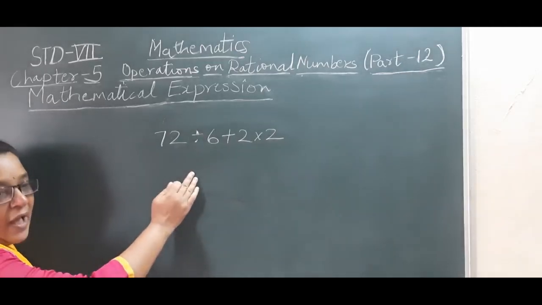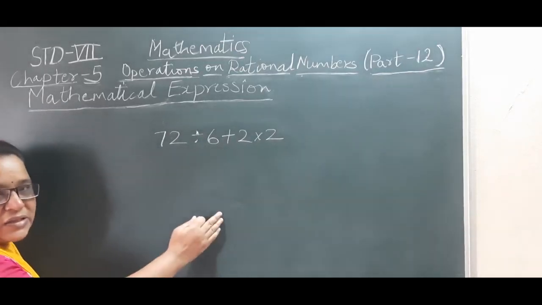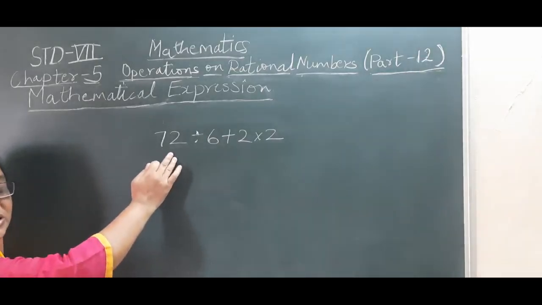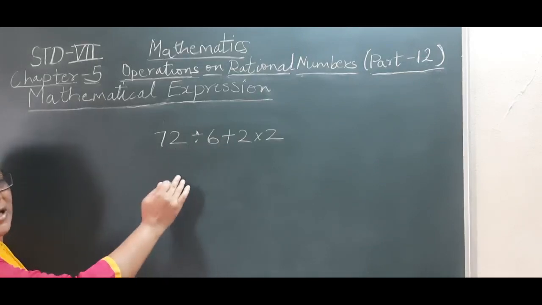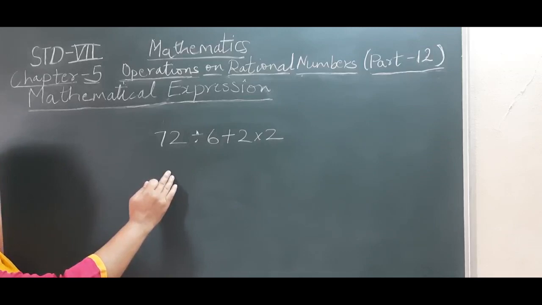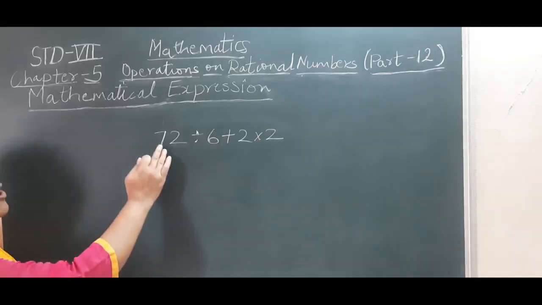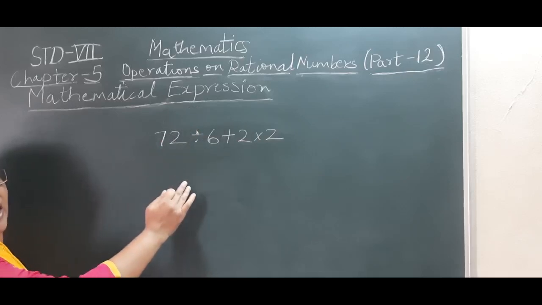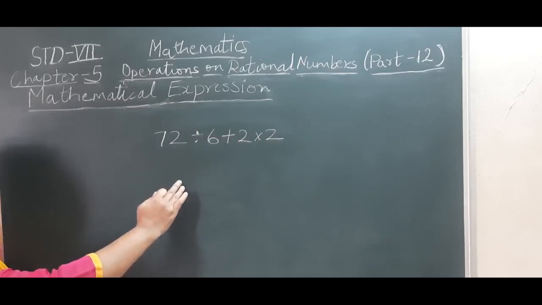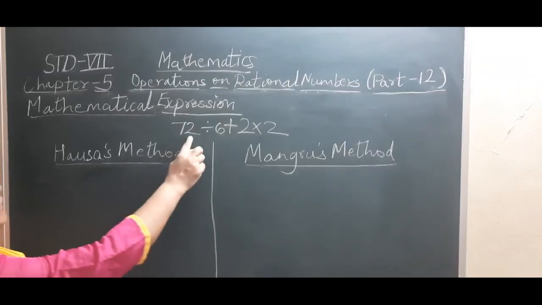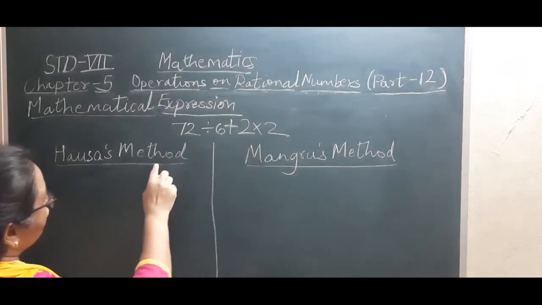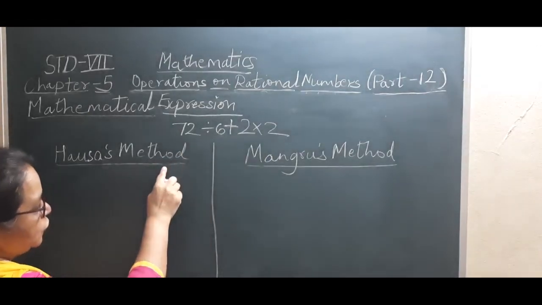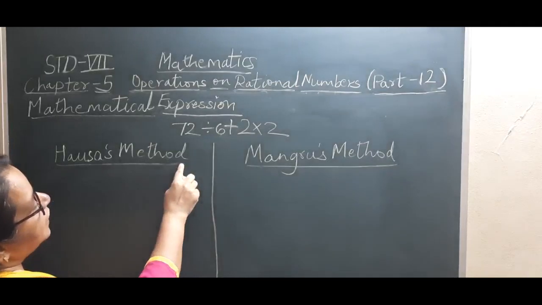Before following the rules and before seeing how to get the correct answer, today we will see this example is solved in your textbook by different children in different way. We will see which one method is the correct one which we should follow while solving a mathematical expression according to the rule and order given in your textbook so that we get a correct answer. This example is given in your textbook, 72 divided by 6 plus 2 into 2, which is solved by two methods. We are also going to solve here by two methods and check which one is the correct one.